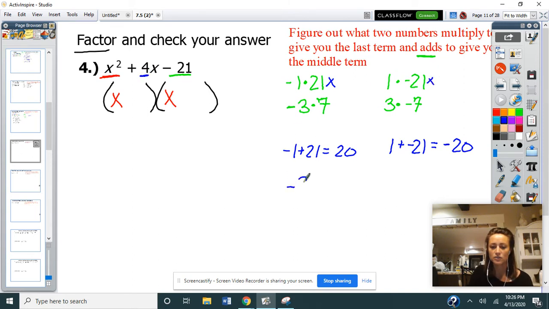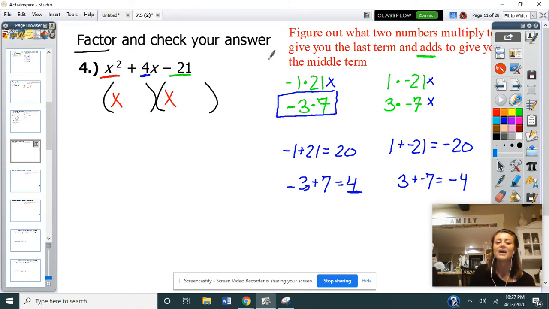This guy, negative 3 plus 7, that gives me 4, which is what we want, right? We want 4. And if you did want to check that one, you would get 3 plus negative 7, which will give you negative 4. We don't want negative because there's a positive sign right here. So out of all these, negative 3 times 7 multiplied to give me negative 21, and it also adds to give me the middle number. So it's going to be negative 3, oh sorry, it's so ugly, negative 3 and positive 7. You can only have one negative.